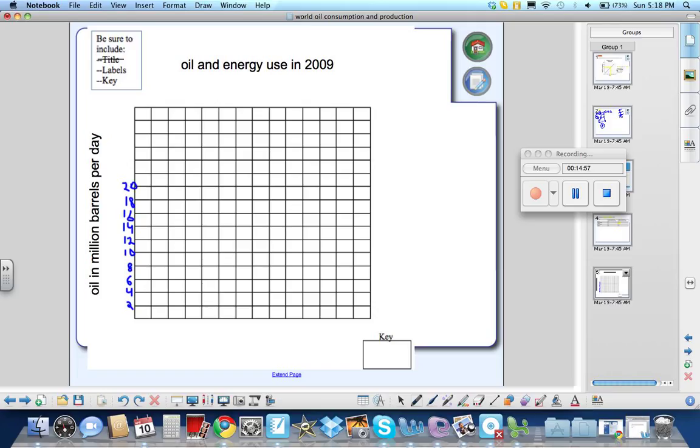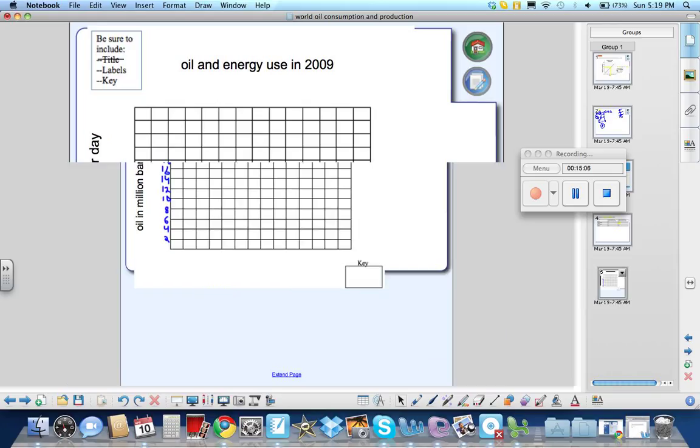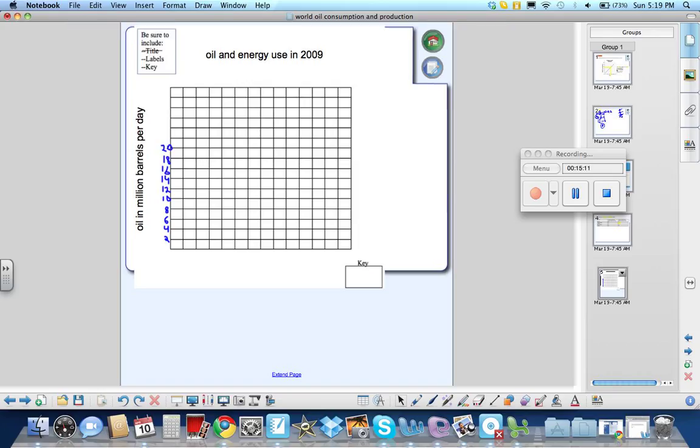Okay, so on the bottom we would have actually the countries, and within each country we're also going to have the oil production and oil consumption. So how we're going to break it down with our key is make sure that we have oil consumption and oil production. And because it's not our line graph, we're not going to make things circles or triangles or different shapes. They're all going to be bars, okay? But these bars are going to be either highlighted a certain way or colored a certain way.